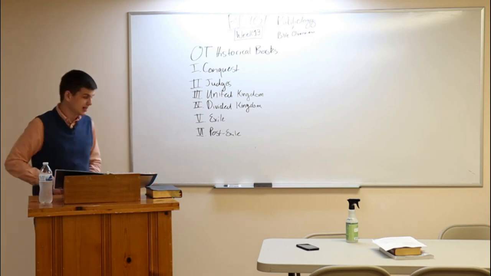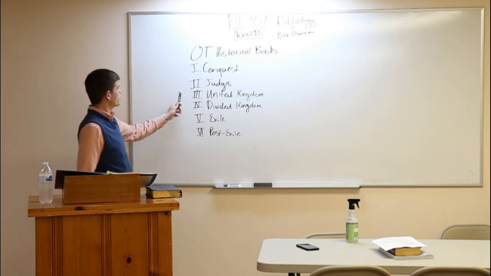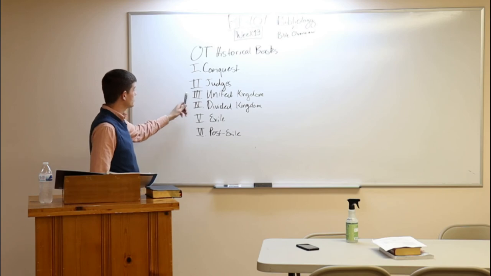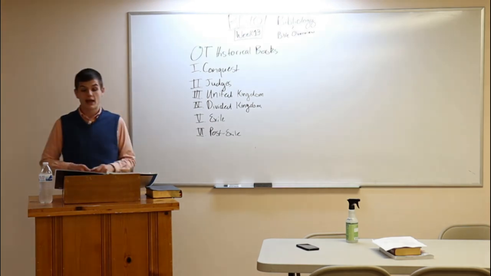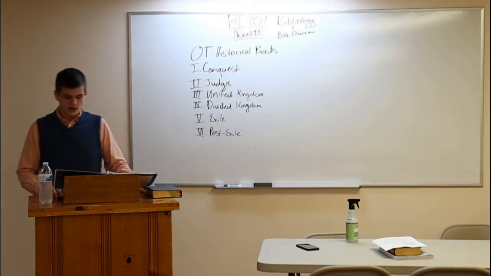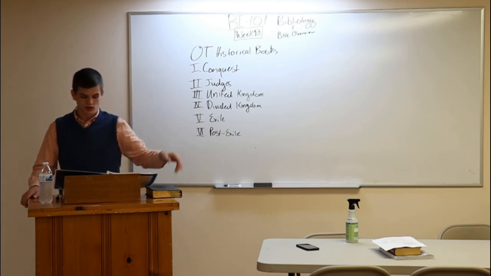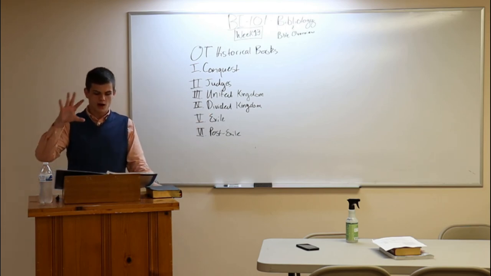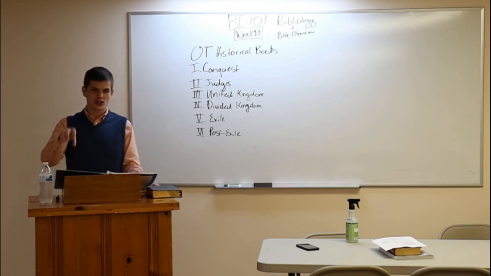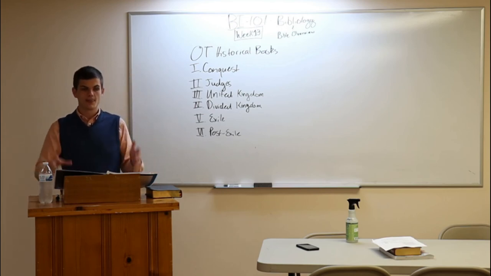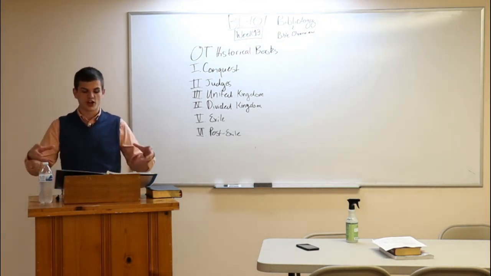And then, as I said, that book ends with, after we have the United Kingdom under Saul, David, and Solomon, and then the divided kingdom under a host of kings, we then go into the period of exile. Before we get into the period of exile, we stop by the books of 1 and 2 Chronicles, which really focus on the religious and spiritual aspects of Israel, and they primarily focus on the southern kingdom.